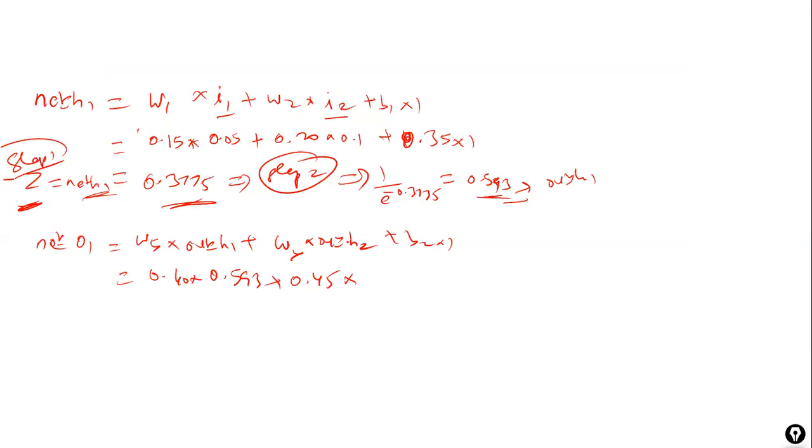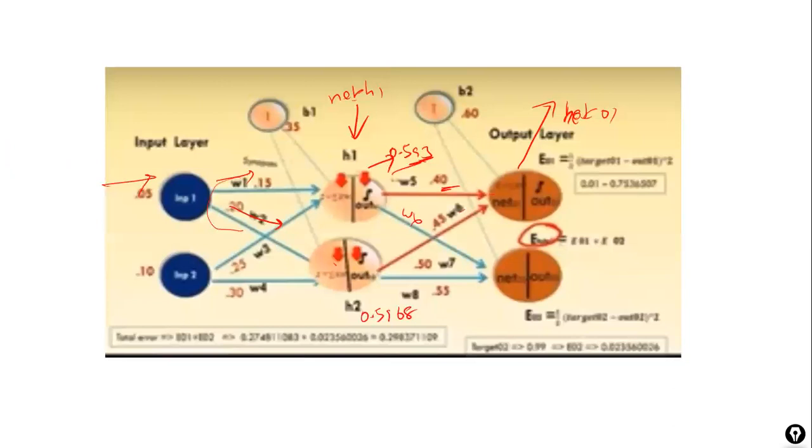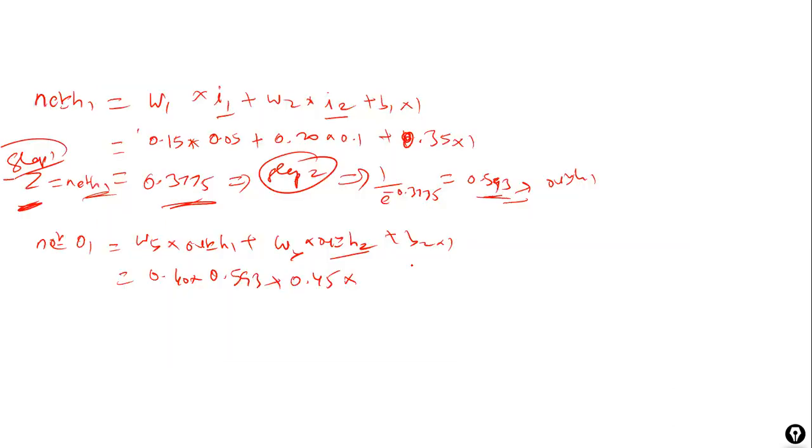Okay. So the out H2 is nothing but this one. Out H2 is this one. The output of this one. Okay. Out H2 is nothing but that one. Okay. 0.5968 plus the bias is 0.6 into 1. That is what we have seen. If you solve this, how much you'll get?